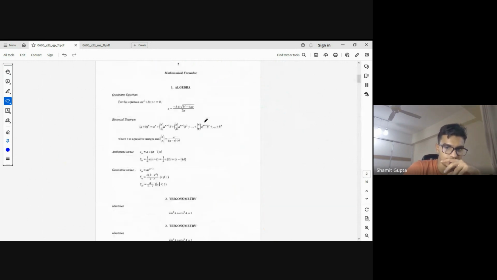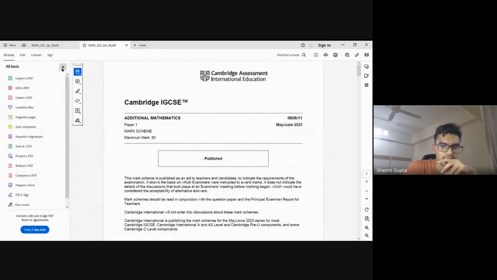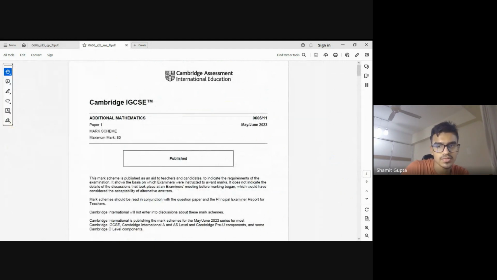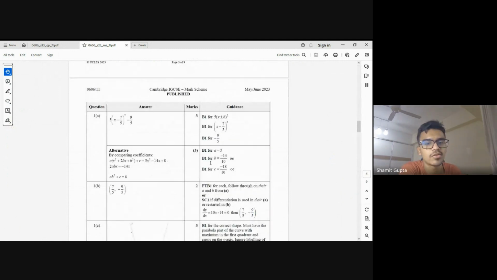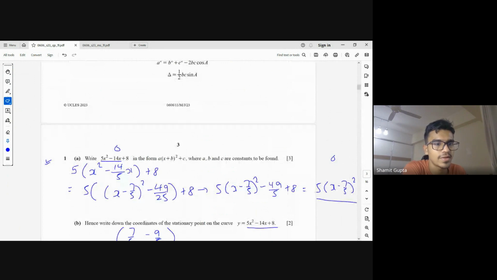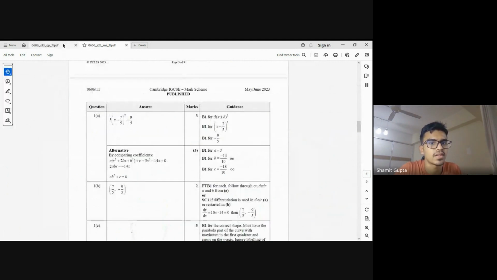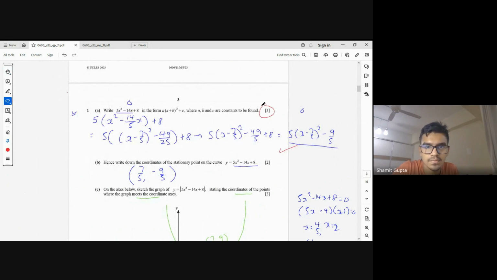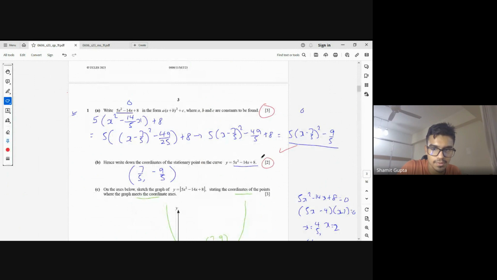Let's cross check the paper. Here I have the mark scheme. Let me just check if you guys are able to see the mark scheme. Yeah, you're able to see it. 5(x - 7/5)^2 minus 9/5. Let's get a red pen out like how classic teachers do. 3 marks. I'm just giving myself marks on the final answer. I don't have that much energy to actually mark the specifics. 7 over 5, minus 9 over 5. Good.